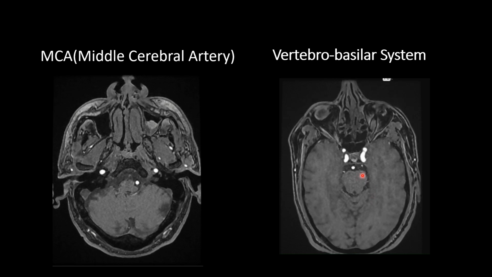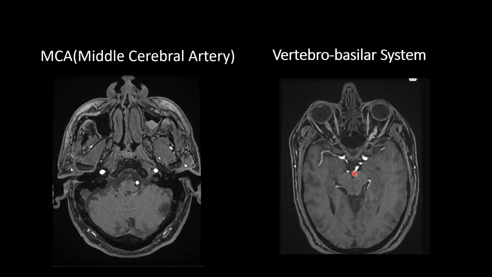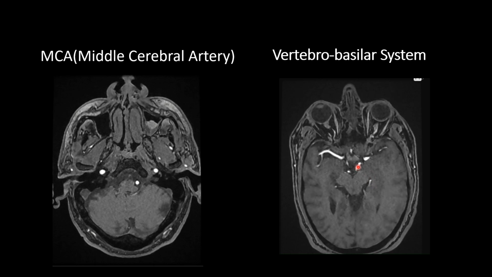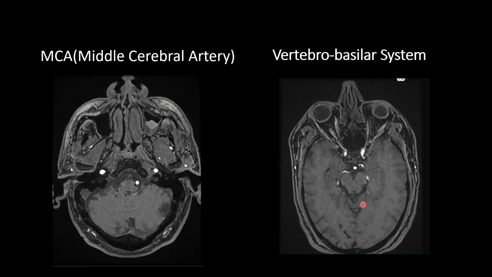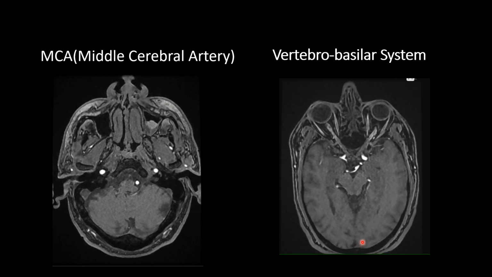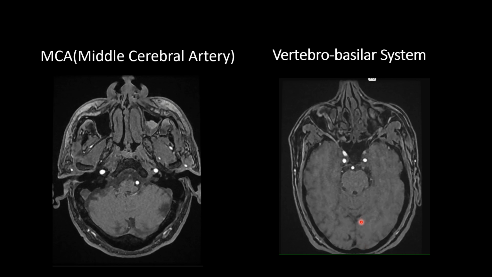And then comes the terminal bifurcation into the bilateral PCA, which has the P1 segment and then the P2 segment, which loops around the midbrain. Then comes the P3 segment in the occipital lobe sulci, and then P4 and P5 segments. Here are the P4 and P5 terminal segments.